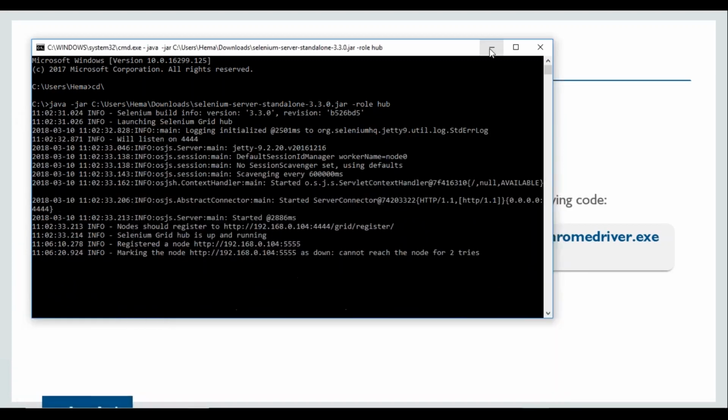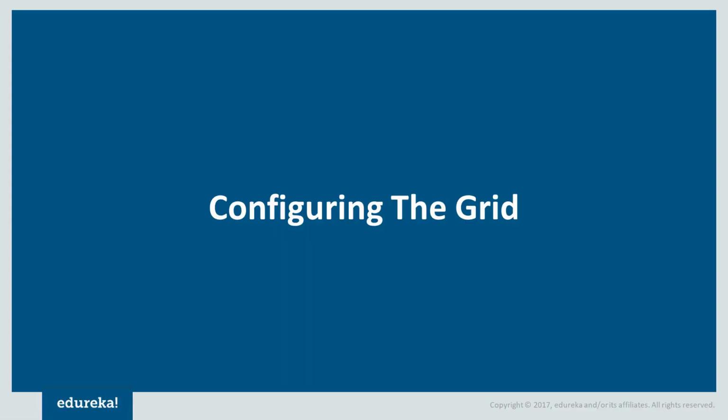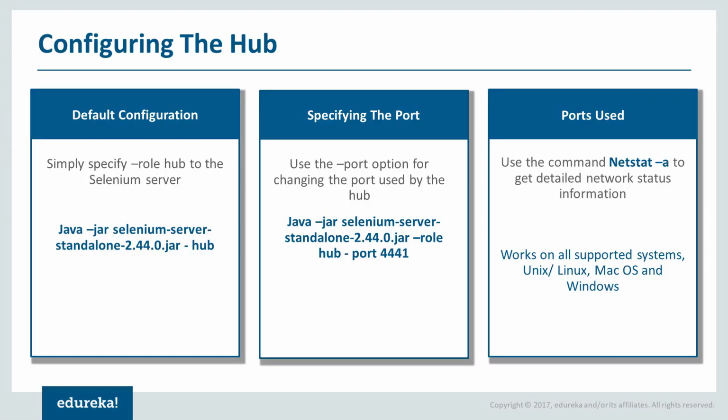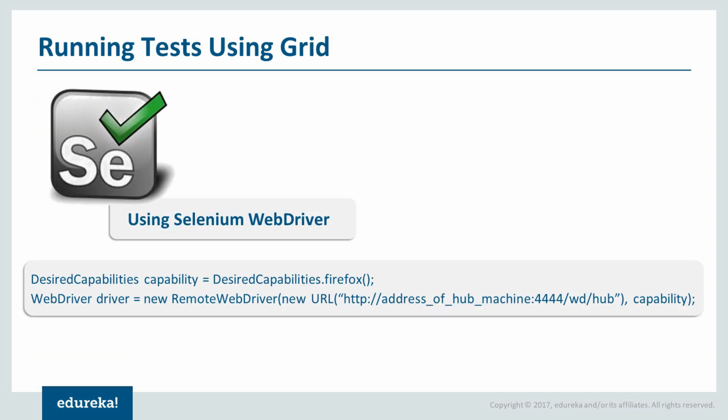So now what we are going to do next is set up how your program will be written. Okay, so here are the steps wherein you can start working with it. For the configuration of your hub, you simply specify the role to the Selenium server jar and you specify the port here, like the 4444 which we have taken, so you can specify that port itself. And whatever port you have used, use the command netstat -a to get the detailed network status information. So you can use this and check. It works on all possible operating systems like Unix, Mac OS, Linux, everything. All right, so now we are going to write a small program.